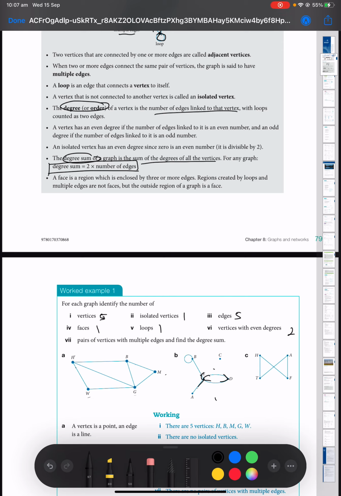The next bit, pairs of vertices with multiple edges. Well, multiple edges can be seen with this one here, so D and E, not C and D. And then the degree sum is again the formula 2 times the number of edges, which is 5, equals 10. So the degree sum would be 10 in this instance.